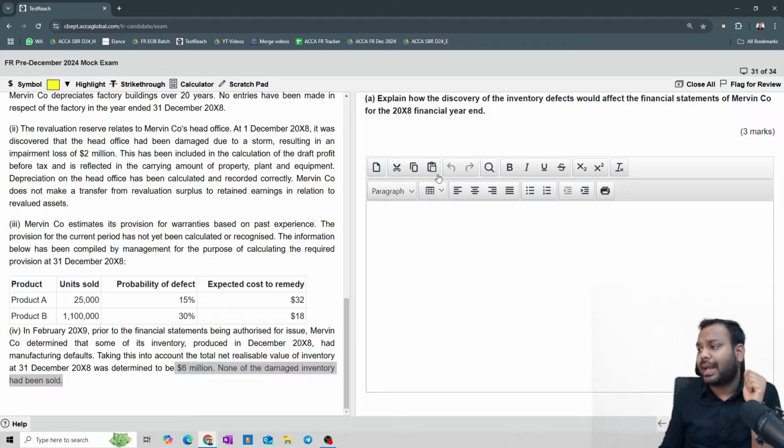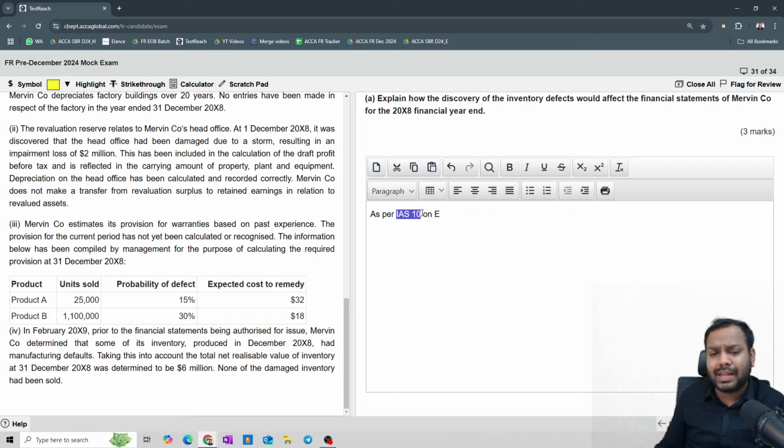So how will we write our answer for this? We will write, as per the accounting standard on events after the reporting period. A student asks, sir, do we need to write the standard number in the exam? No, not required. You want me to erase it? I can erase it off.